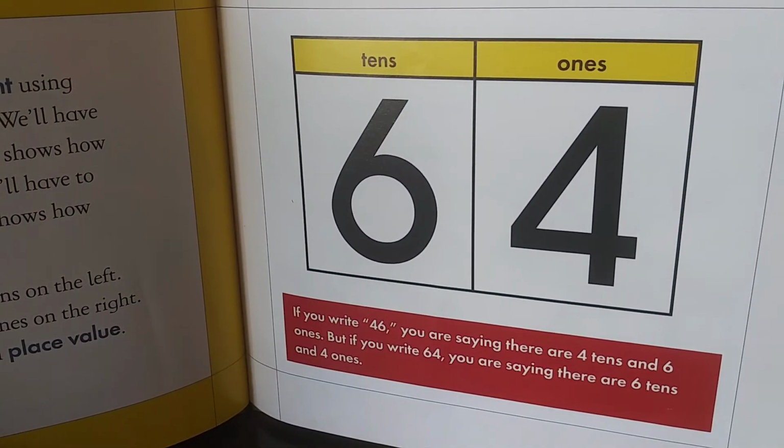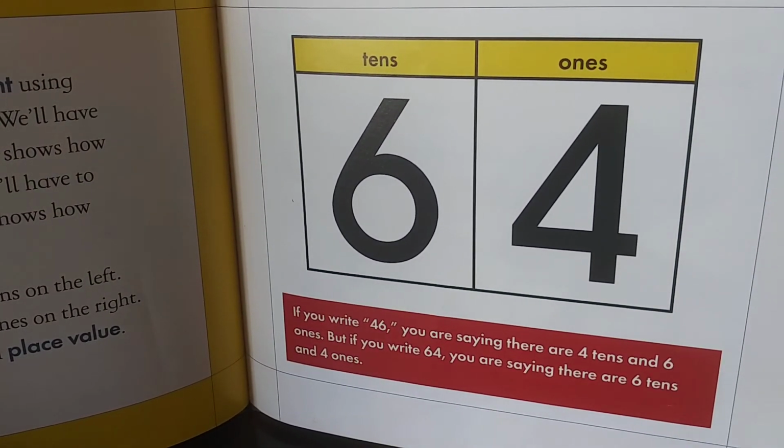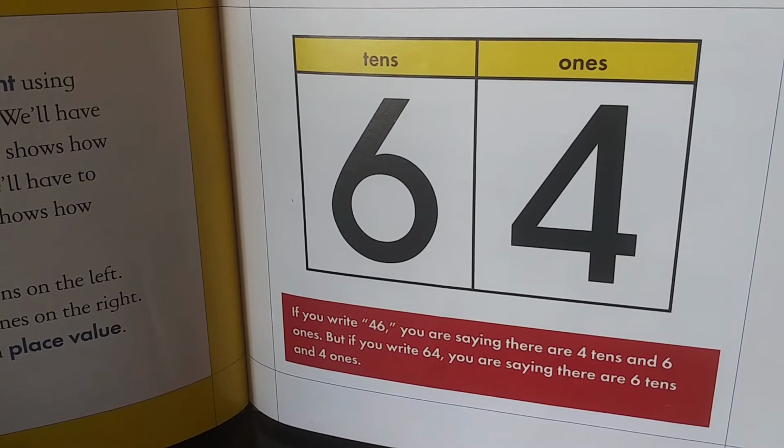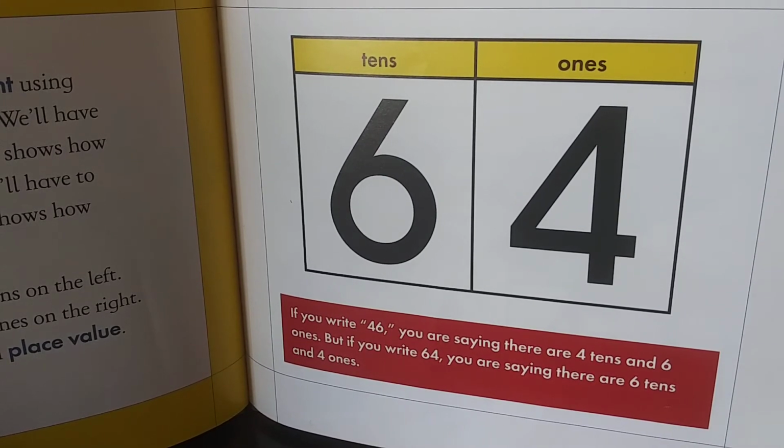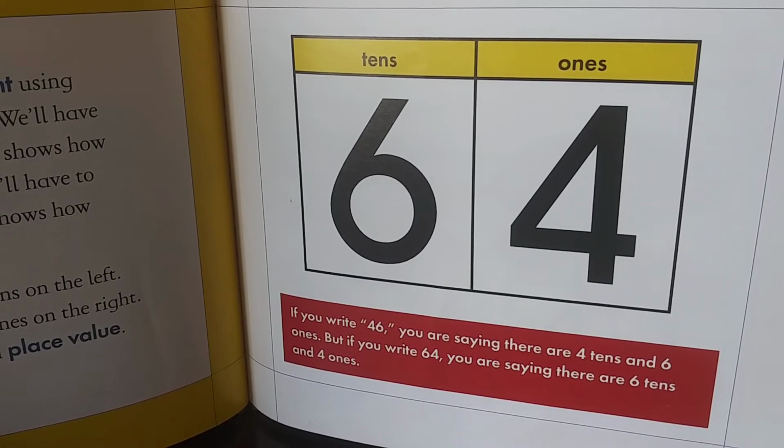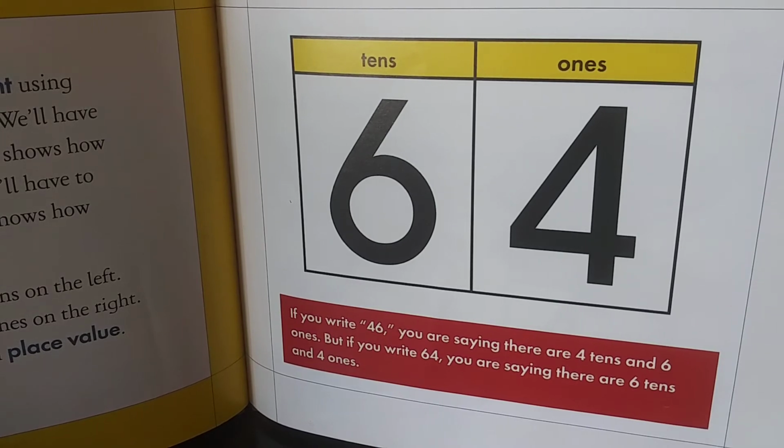Four ones, 6 tens. If you write 46, you are saying there are 4 tens and 6 ones. But if you write 64, you are saying there are 6 tens and 4 ones.